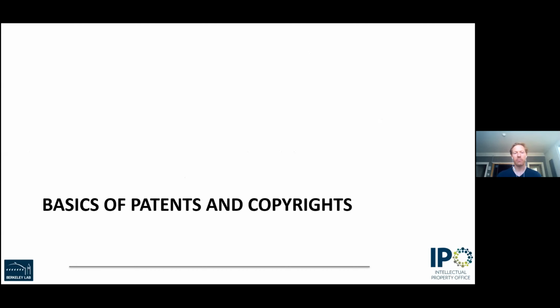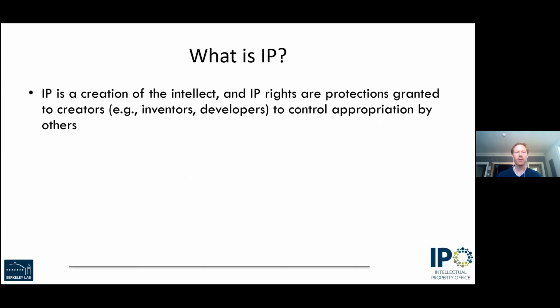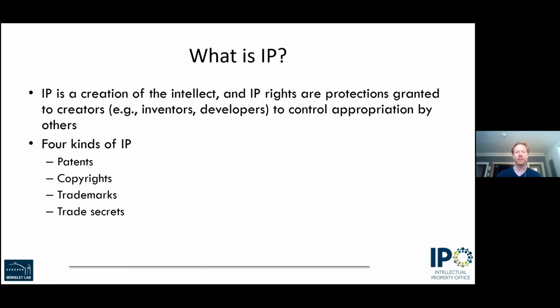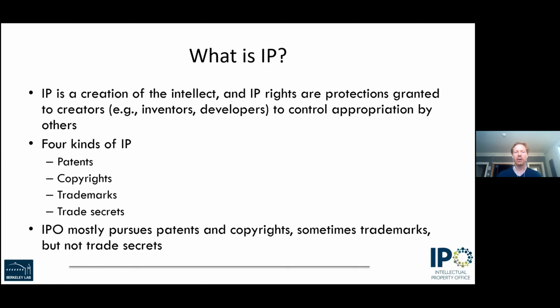So we'll start with the basics of patents and copyrights. Those are two types of intellectual property. IP is a creation of the intellect, and the rights conveyed through intellectual property grant you as the creator, either as an inventor of a technology or an invention, or the developer of software code, the ability to control the rights associated with that IP. There are four kinds of IP: patents, copyrights, trademarks, and trade secrets. Here at Berkeley Lab, we almost exclusively use and pursue patents and copyrights.